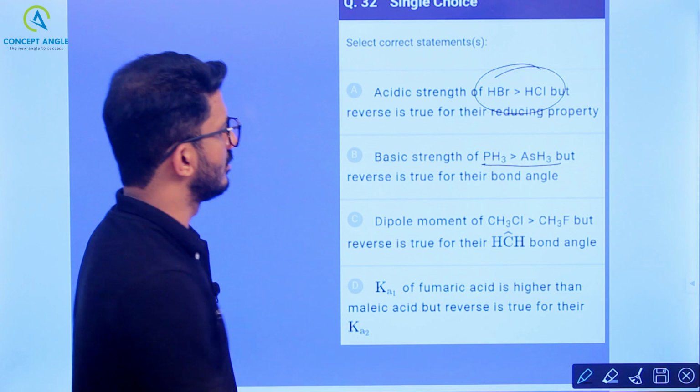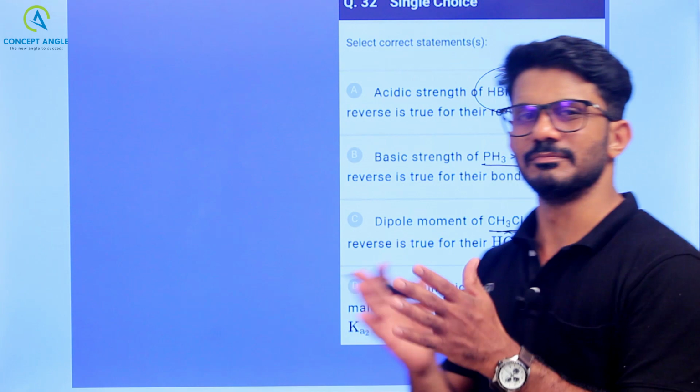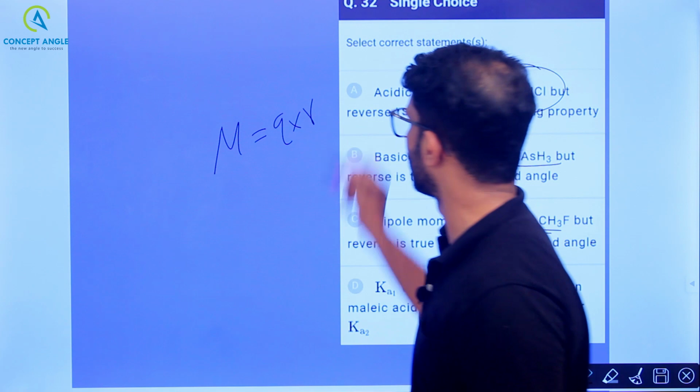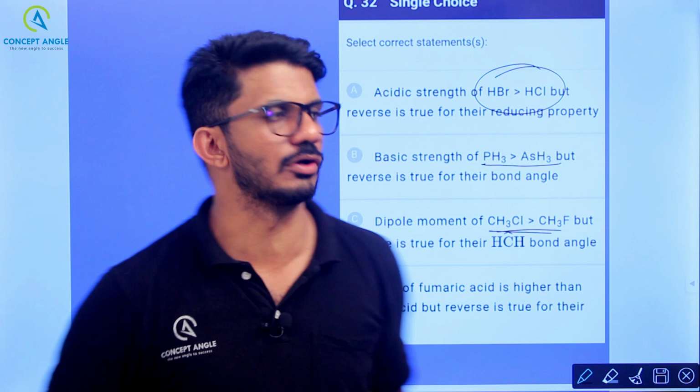This is an exception. That is the combined effect of the charge and the distance, because the dipole moment mu is equal to q into r. So the combined effect of the charge and the distance is higher for chlorine. So CH3Cl has a greater dipole moment than CH3F. That is a correct statement.